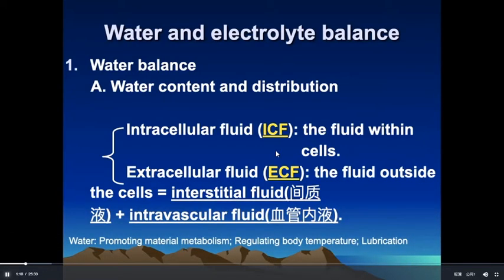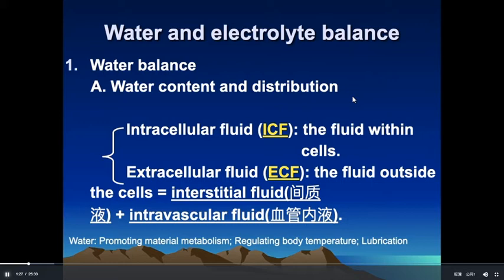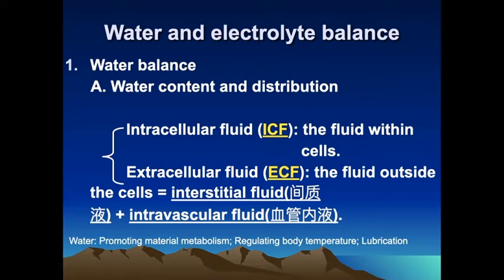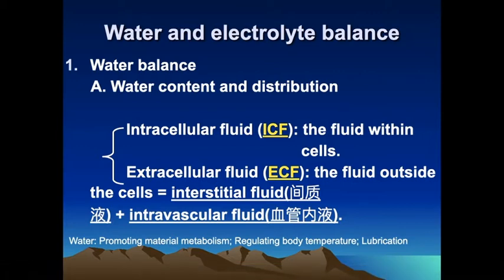Water and electrolyte balance. Let's talk about water balance first. As the first question in this chapter, water content and distribution. Where is this water? We have water in our system. It's located in intracellular and extracellular space, so they're called ICF and ECF. The fluid within cells is called intracellular fluid, and the fluid outside of the cells is called extracellular fluid.